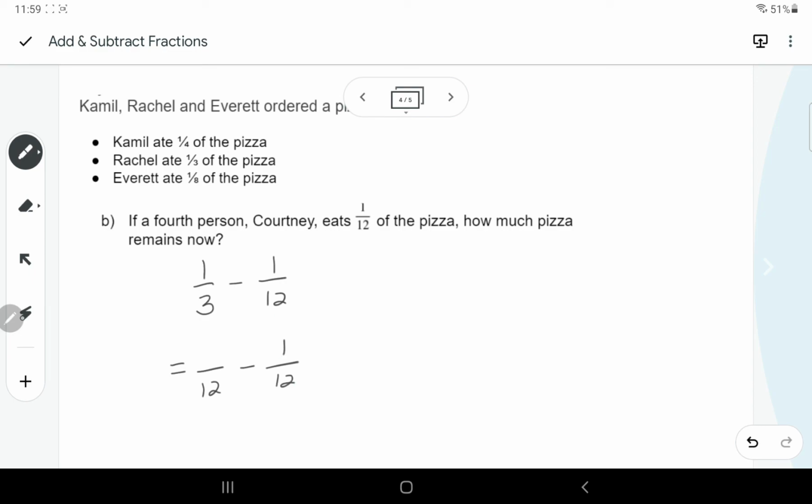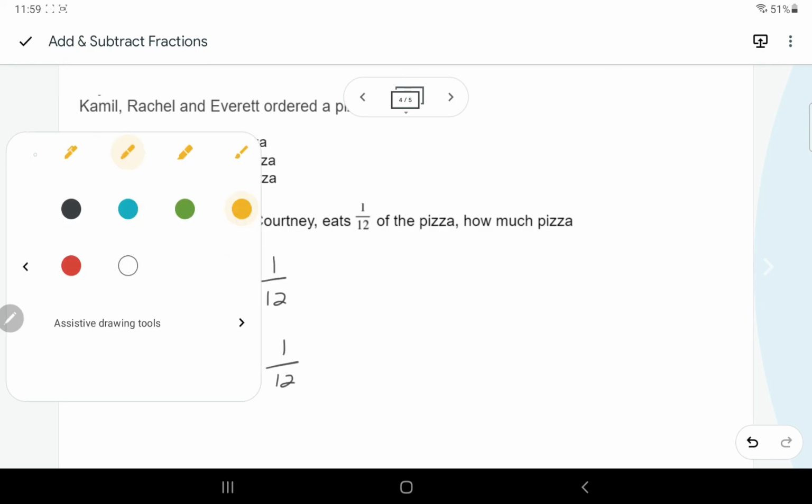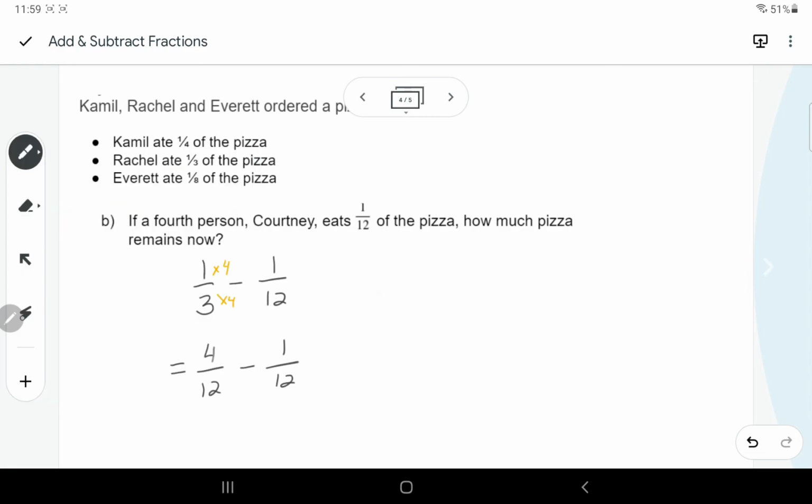The 1/12 doesn't need to change. The 1/3, I'm going to multiply 3 by 4 to make 12. So there was 4/12 of the pizza. She ate 1/12. So there would be 3/12 left, or 1/4 if we reduced it. We should write a therefore statement. Therefore, there will be 1/4 of the pizza left.